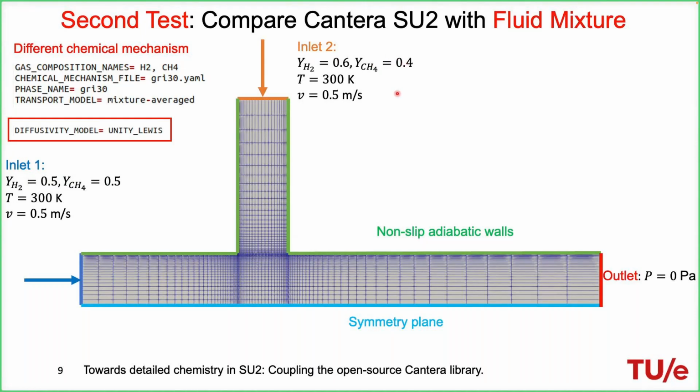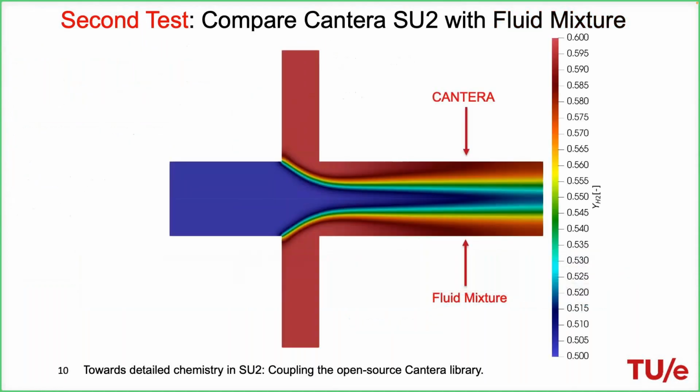We already implemented the ideal gas mixture law in fluid mixture. If we run this test case, we should expect the same output in both Cantera and fluid mixture. If we compare what we get from Cantera and what we get from fluid mixture, we observe that both solutions are basically the same. That means that the Cantera model is correctly coupled to SU2.